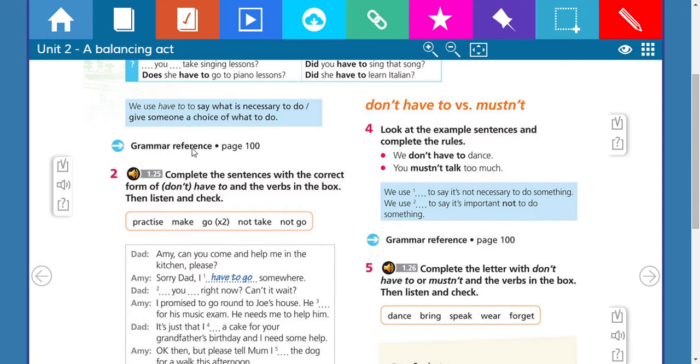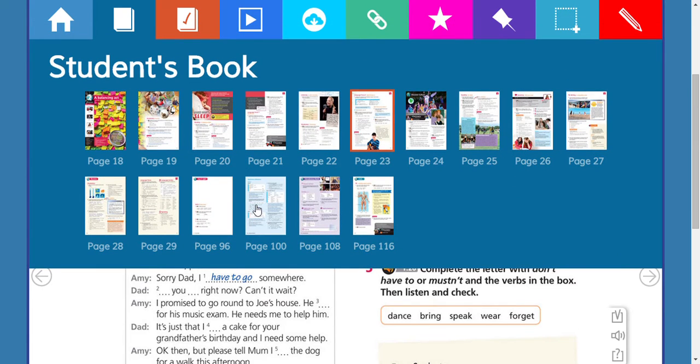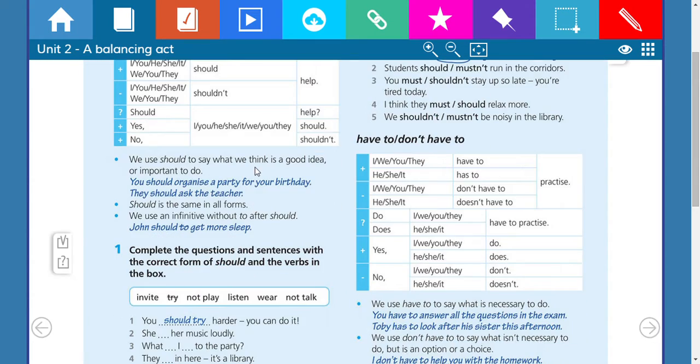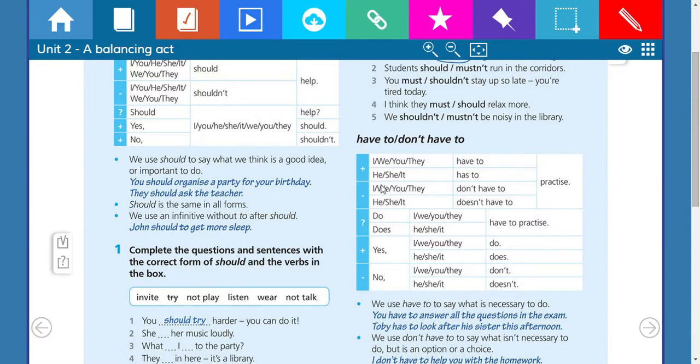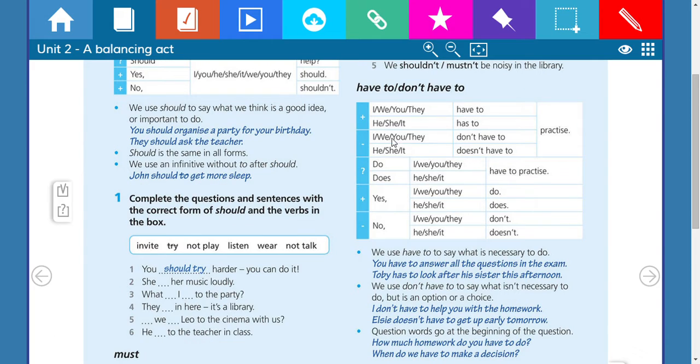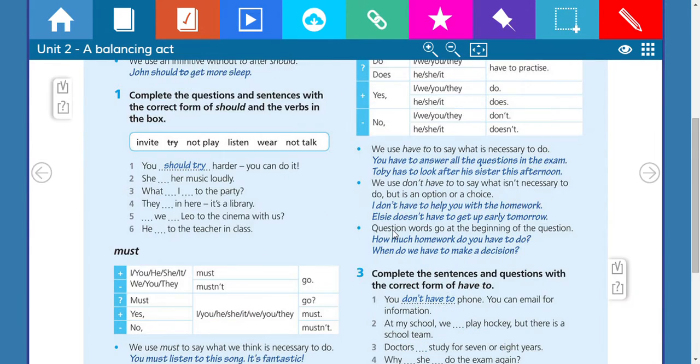We can see also the grammar reference on page 100. Here we have should, must, has to or don't have to. I, you, we, and they have to practice. He, she, it has to practice. I, we, you, and they don't have to practice. He, she, it doesn't have to practice. Do and does. We just have to say what is necessary to do. You have to answer all the questions in the exam. Toby has to look after his sister this afternoon.